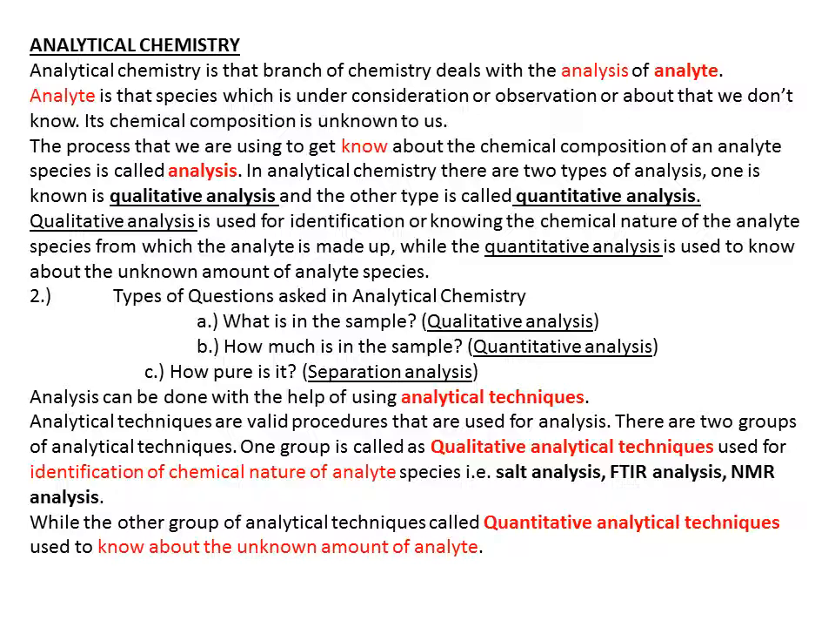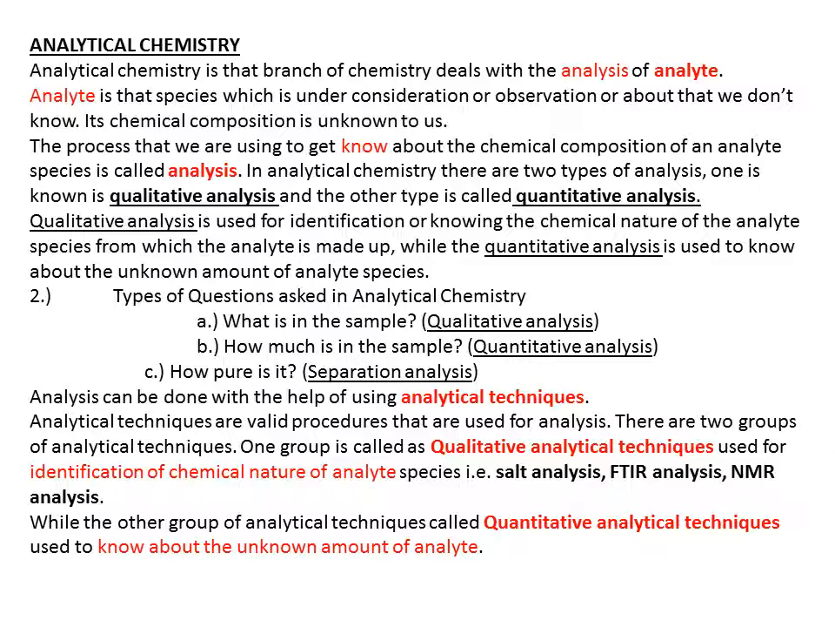What is analysis? The question arises, what is analysis? Analysis means to know. So the process that we are using to know about the chemical composition of analyte is called analysis. In analytical chemistry, there are two types of analysis we use. One is called qualitative analysis and the other one is called quantitative analysis.